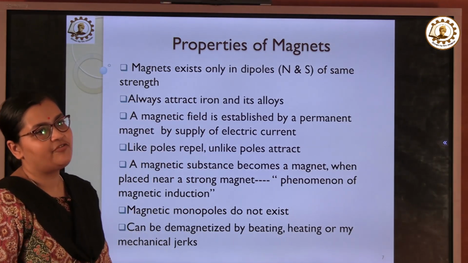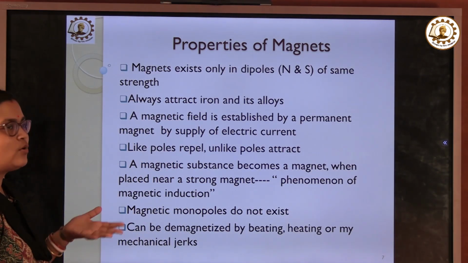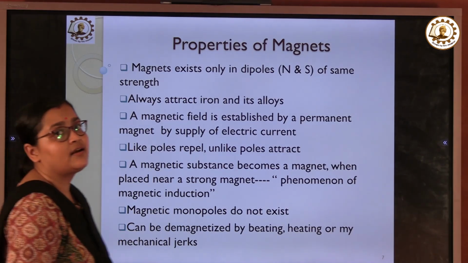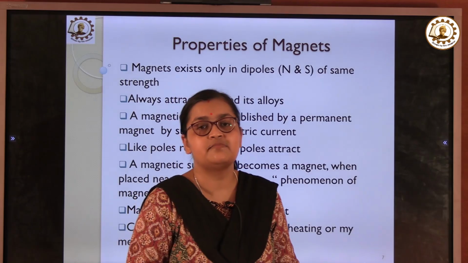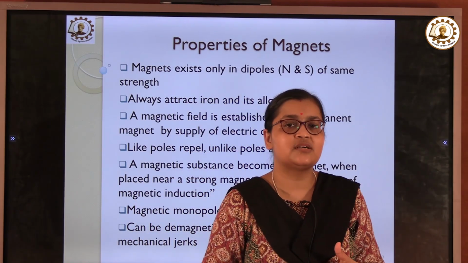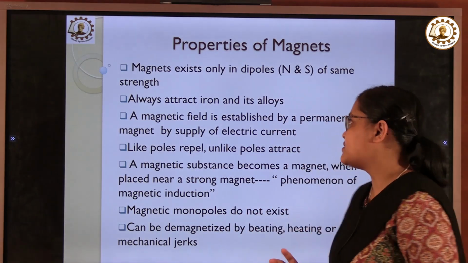Now, what are the properties of magnets? Properties of magnets, it's very simple. We almost all know, but still. The magnets basically exist in dipoles, meaning there will be one north pole as well as a south pole. They cannot exist in monopoles. So magnetic monopoles do not exist.